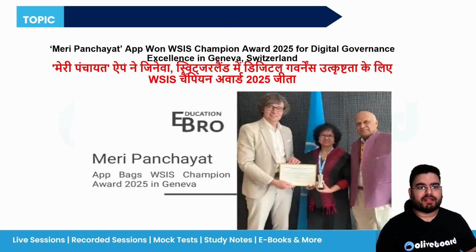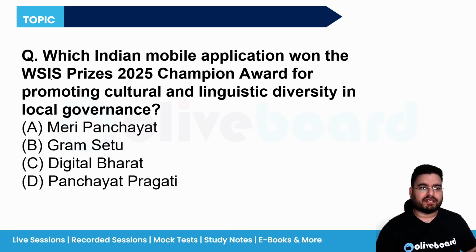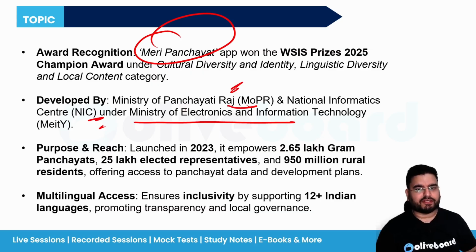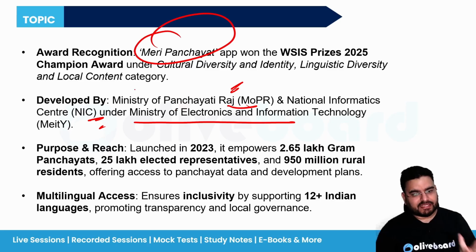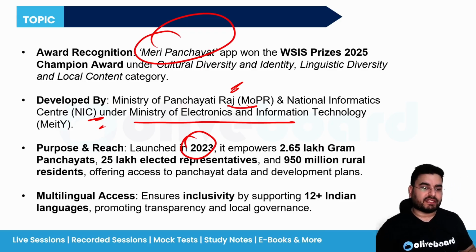Next, Meri Panchayat app won WSIS Champion Award 2025 for digital governance. Okay, so which Indian mobile application won the WSIS Champion Award? That is Meri Panchayat. Just remember the name of the app, hai na? And it is developed by the Ministry of Panchayati Raj and NIC, which is under the Ministry of Electronics and Information Technology. Right? What is the app about? So this app was launched in 2023 and it is empowering 2.65 lakh gram panchayats. In India, we have around 2.65 lakh gram panchayats across India. Okay, and 25 lakh elected representatives.